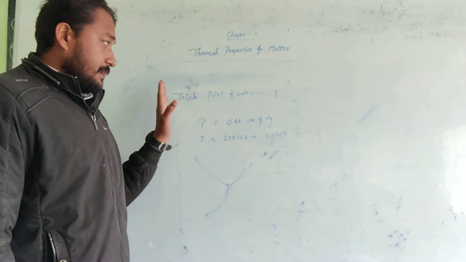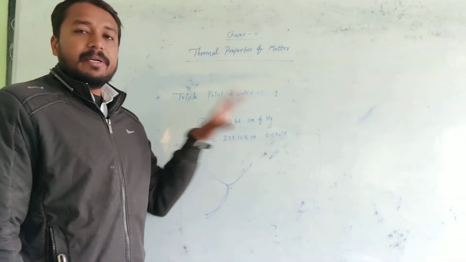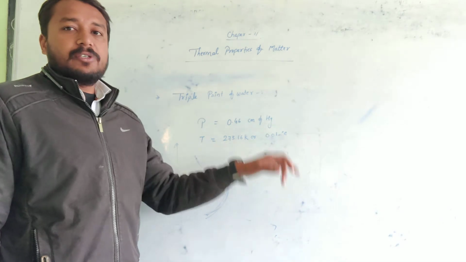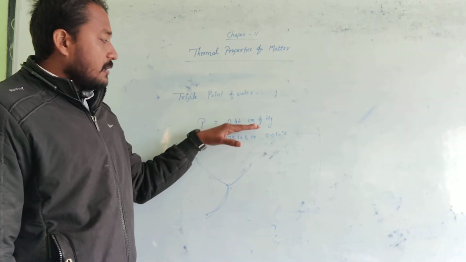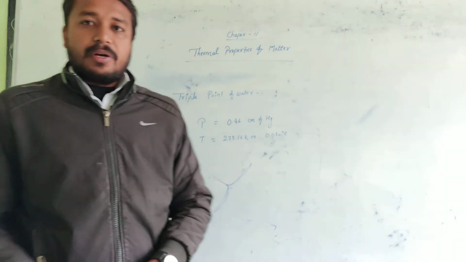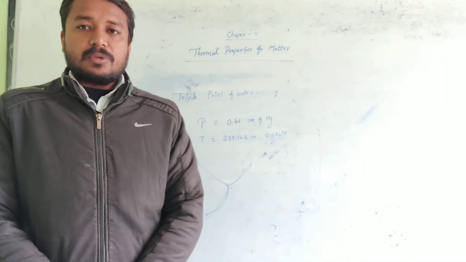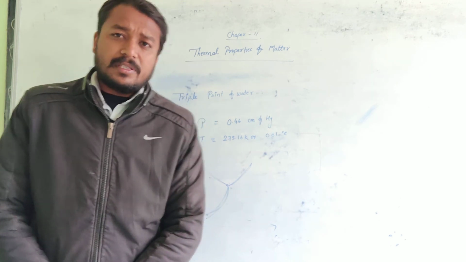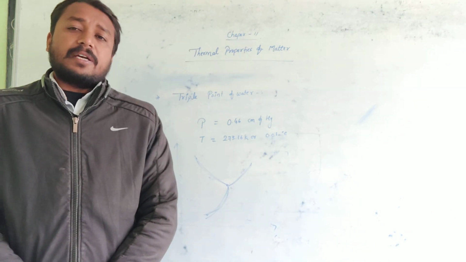And the physical quantities at that point: the pressure is 0.46 centimeter of Hg, and the temperature is 273.16 Kelvin or 0.01 degree Celsius, right? So at this particular point, all three phases of water are in equilibrium. Okay, so this is about temperature. Now in the next class we will discuss the different thermometers. Okay, thank you.